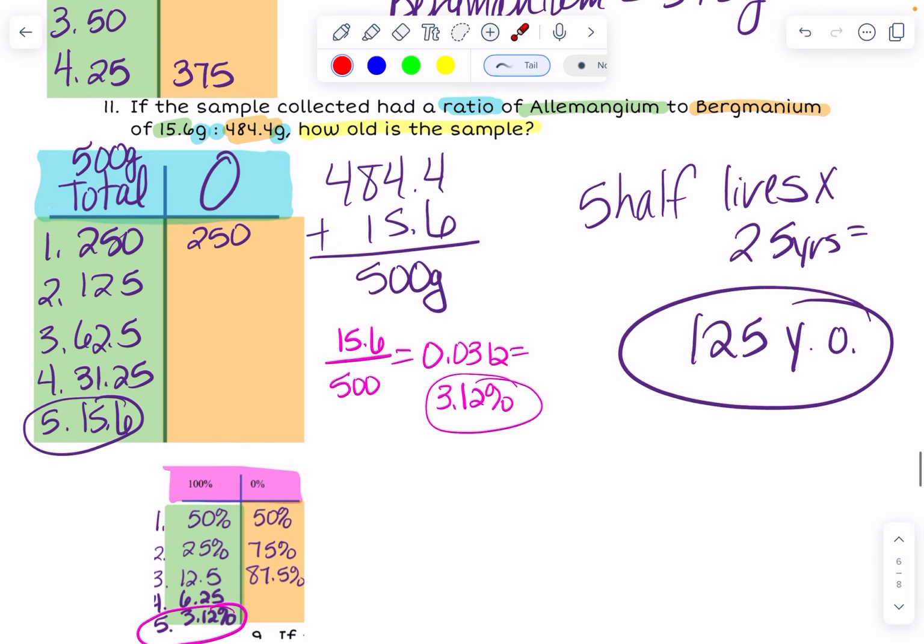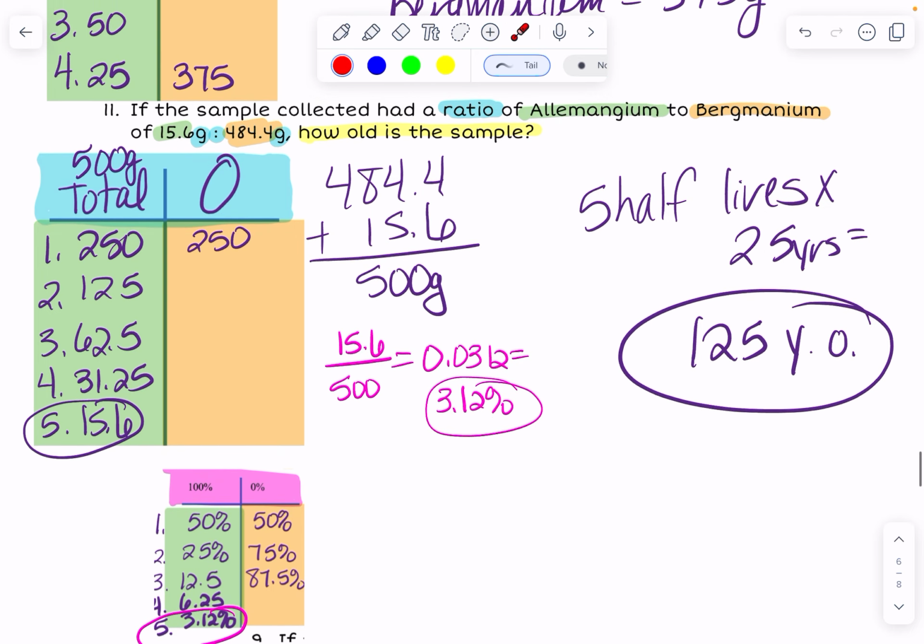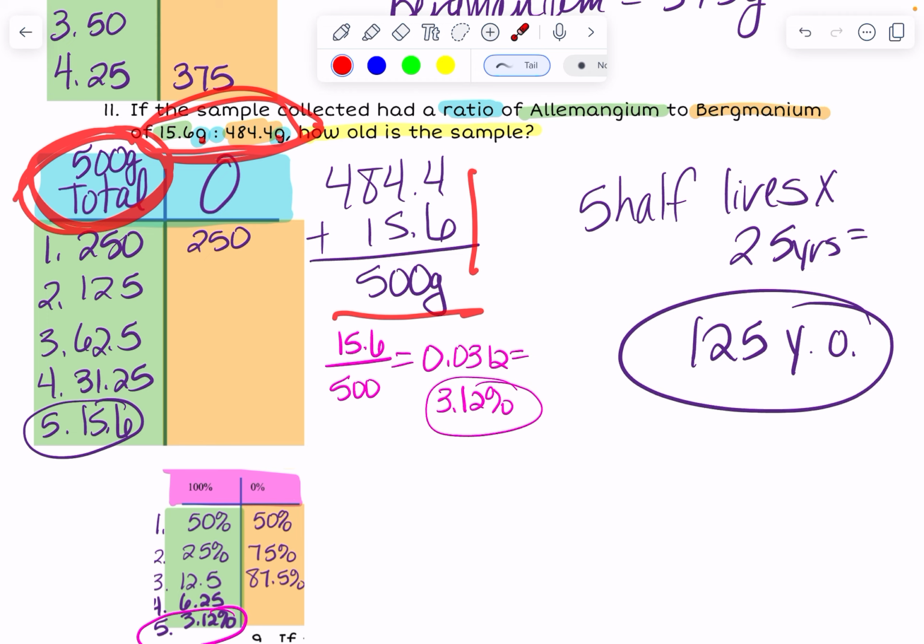And then finally, we have another quantity problem that's a ratio. And this one I did 2 ways. So on this one, there's our ratio that we were given, and the grams is what told us it was a quantity problem. So we add those together to get 500 grams. That's how I knew what total.